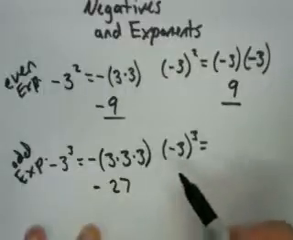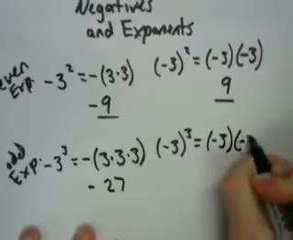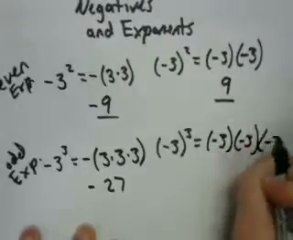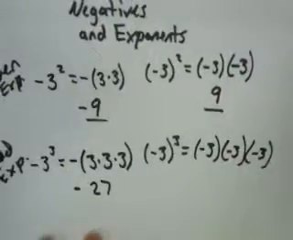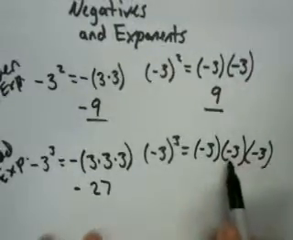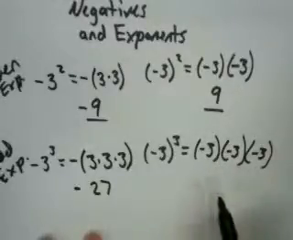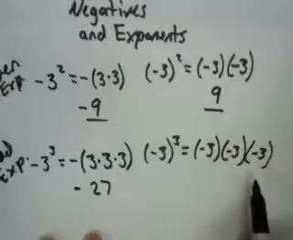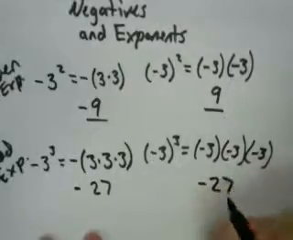For this one, negative 3 cubed, I actually have to multiply negative 3 by a negative 3 by a negative 3. Hopefully that doesn't run off the paper. And then we have negative 3 times negative 3 is a positive 9, just like it was above. But then positive 9 times another negative 3, that would be a negative 27.